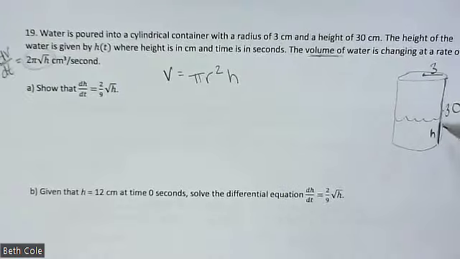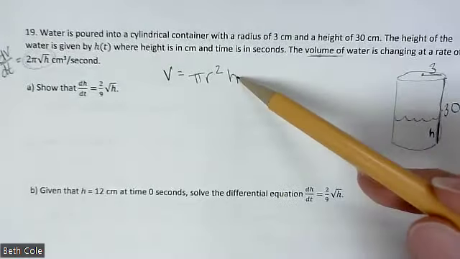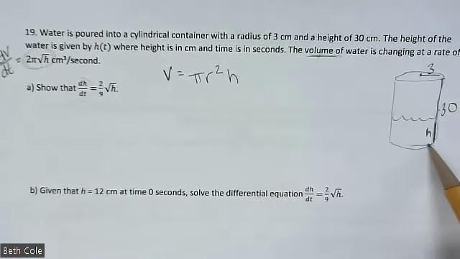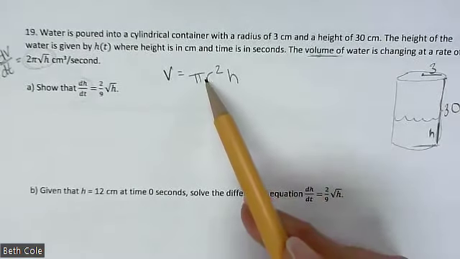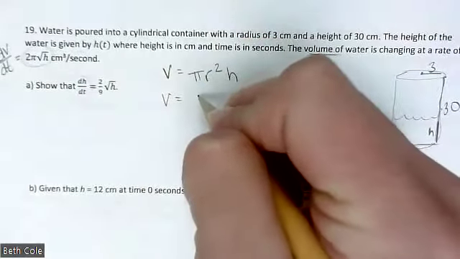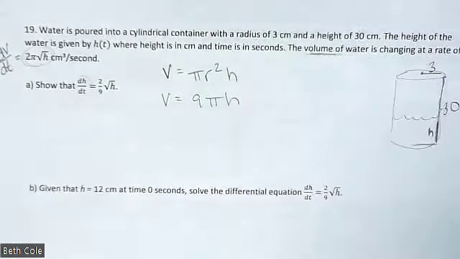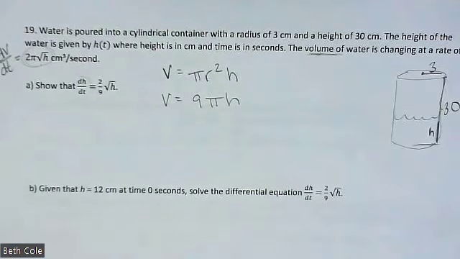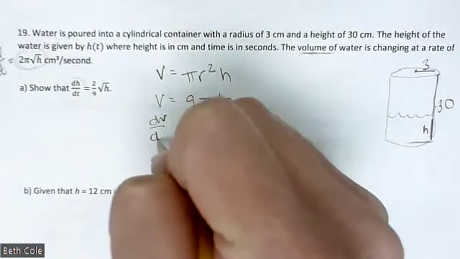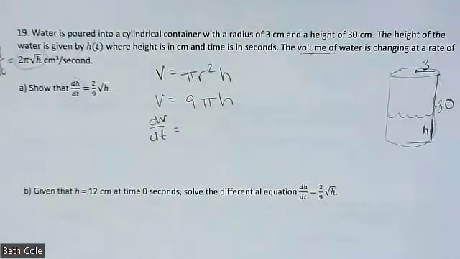Now, the height of the water is changing, so I need to leave H in there. Obviously, we're looking for dH dt. But is the radius of the water changing? No. What is R? R is 3. So you can go ahead and plug in 3 for R because it's not changing. It's constant. Anything that's constant is going to stay. So 3 squared is 9. I just wrote that in there. All right, and then we're going to get our derivative, dV dt equals, so what is your derivative of 9 pi h?